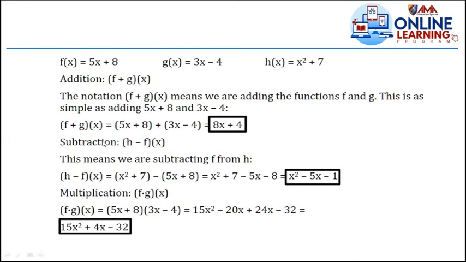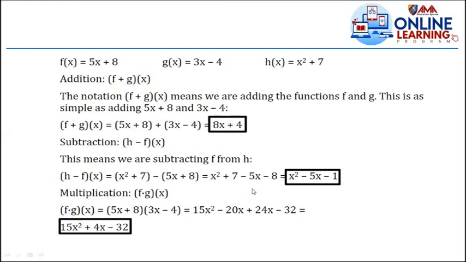Next, we have subtraction, h of x minus f of x. So ito yung h natin, and then ito yung f natin. This means you're subtracting f from h. Okay? So x squared plus 7 minus 5x plus 8. So since walang kasama ito, i-retain po natin siya. So we have x squared plus 7 minus 5x minus 8. So collecting like terms, 7 minus 8 is negative 1. So our answer is x squared minus 5x minus 1.